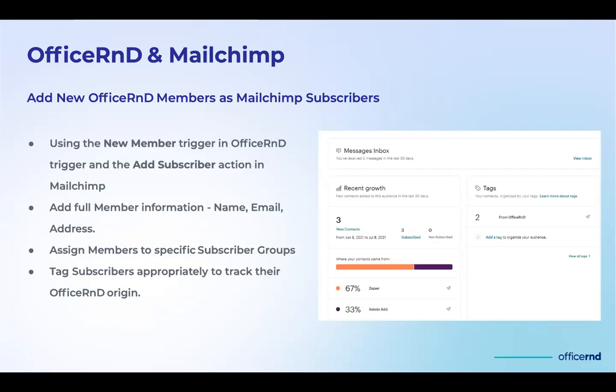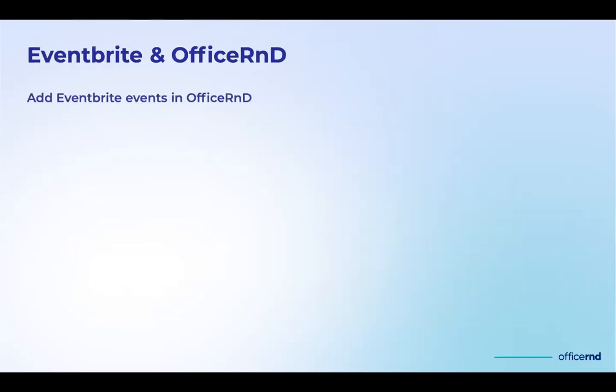So again, pretty straightforward example, a single trigger and a single action, keeping things simple within Zapier. But this is just an example of what we can achieve with that. The next example is also a very useful one, and it actually connects OfficeRnD with Eventbrite.